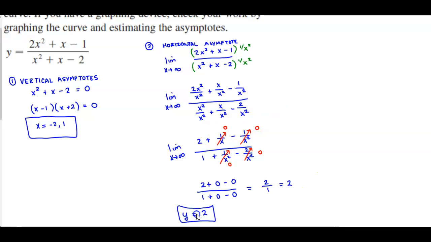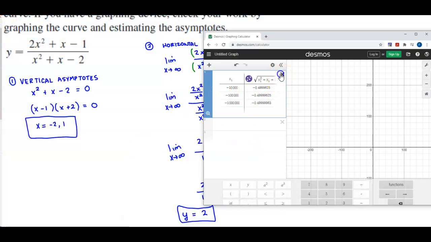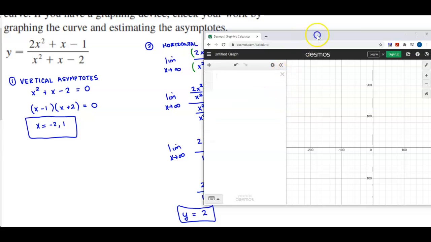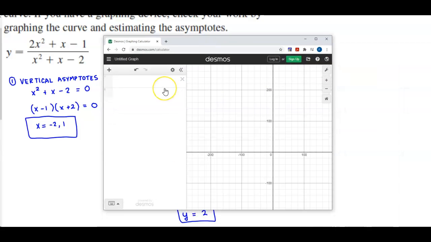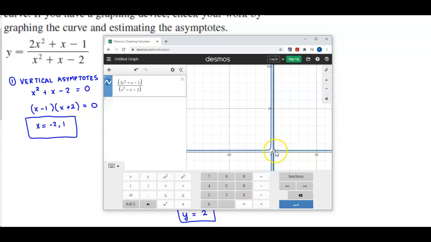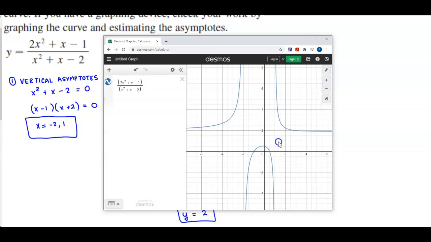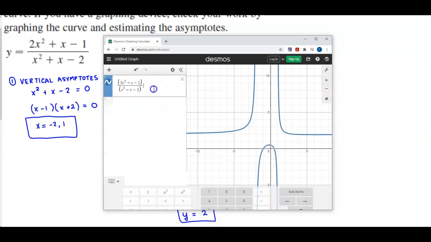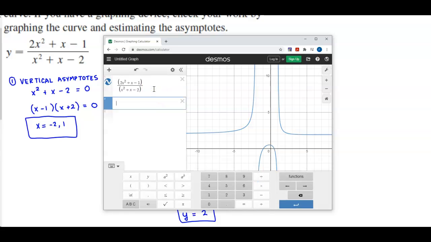Now that we have the horizontal asymptote and the vertical asymptotes and we know what our function is, let's go ahead and graph this on Desmos. So let's graph the function 2x squared plus x minus 1 divided by x squared plus x minus 2. So there's our graph.